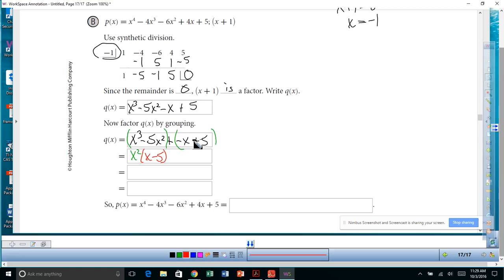Now, we've got negative x plus 5. We can take a negative 1 out. And what does that leave us with? That leaves us with x minus 5.